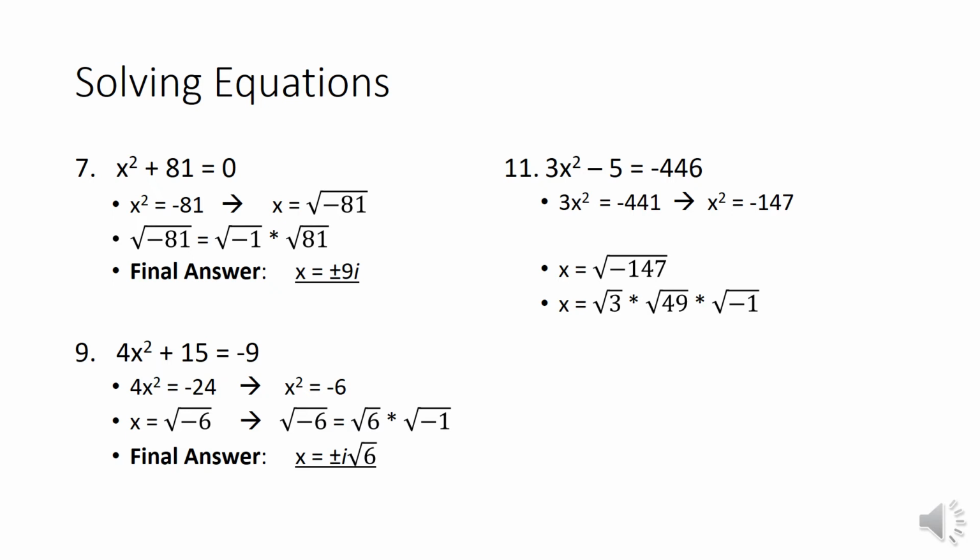So what's our final answer going to be? It's just going to be plus or minus 7i times the square root of 3. Now, if you want to check your answers on the other example problems, the answer to number 8 is going to be x is equal to plus or minus 2i. The answer to number 10 is x is equal to plus or minus 2i square root of 3. And the answer to number 12 is x is equal to plus or minus 3i square root of 3.